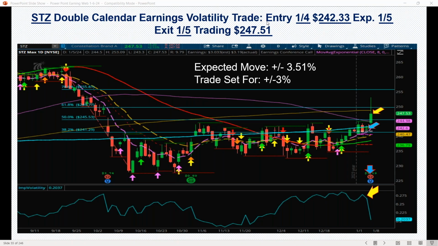So here was the trade setup. This setup was on the 4th. It was trading at 242, and the earnings were going to be Friday before the open. So you'd have to set this up on Thursday afternoon. So it was trading at 242.33 going out on Thursday, and then the next day this was trading at the close at 247.51. So looking at the setup, the expected move was looking for a 3.5% up or down. So set the trade up for a 3% move up or down. So the double calendar at 3%.